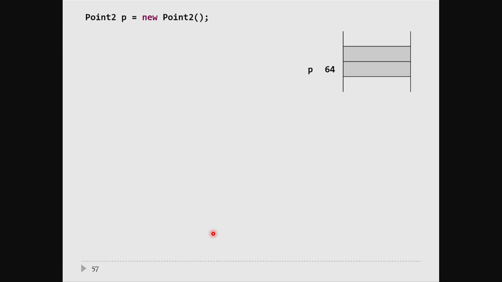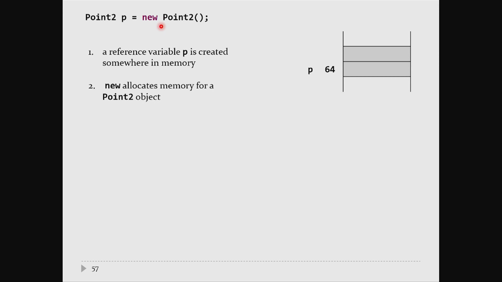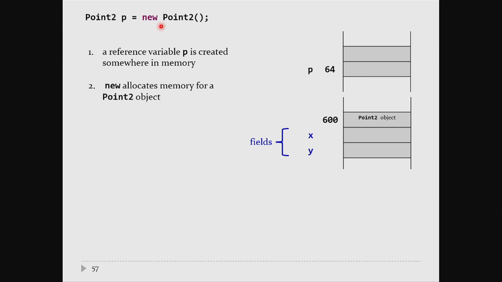So here's what happens when you make a new point2 object. When I write point2 p, you get a variable p somewhere in memory. It has no value yet. Now you call new point2. So step 1, a reference variable p is created somewhere in memory. Step 2, new allocates memory for a point2 object. So somewhere in memory, a point2 object appears, and its fields are uninitialized.